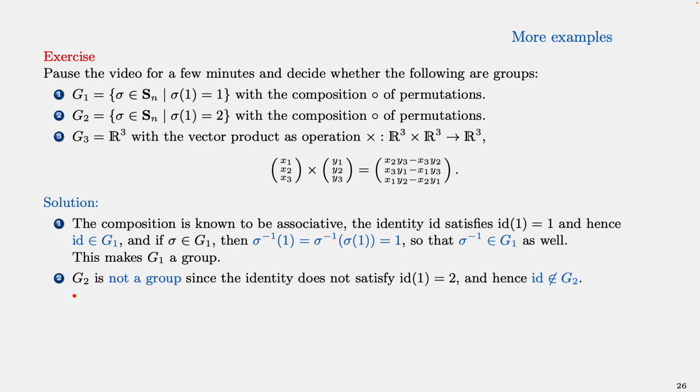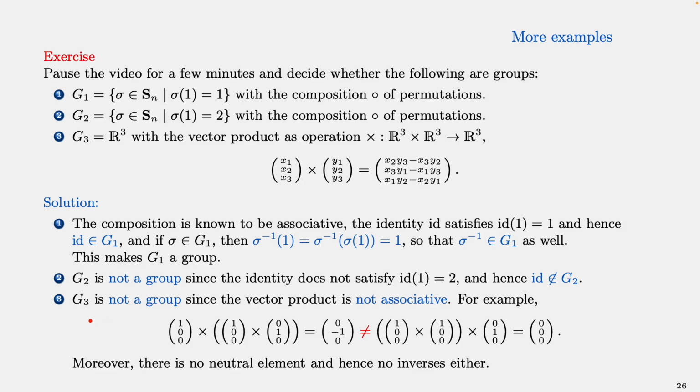But it's different with G2. This is not a group because the identity does not satisfy identity of 1 equal to 2. So the neutral element is not contained in G2, and there's no other neutral element for the composition, so this makes it impossible for G2 to be a group. And for G3, we also find that it's not a group because the vector product is not associative, which you can verify with this simple example here.